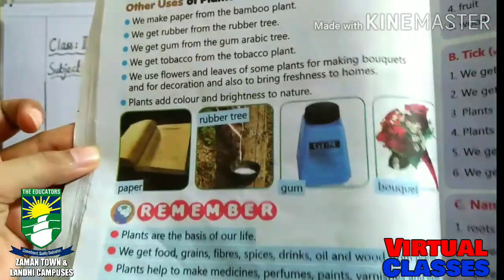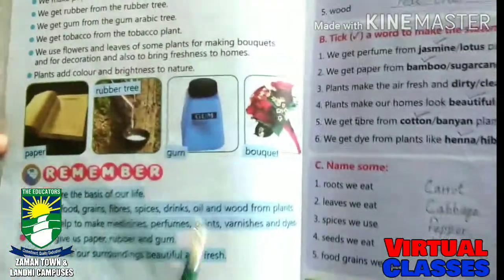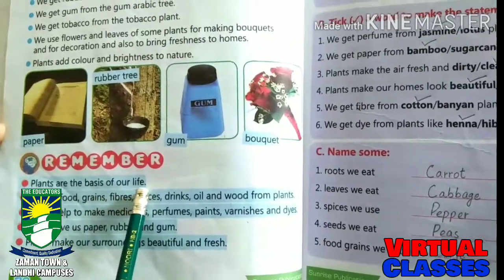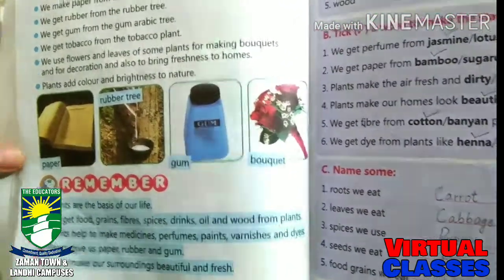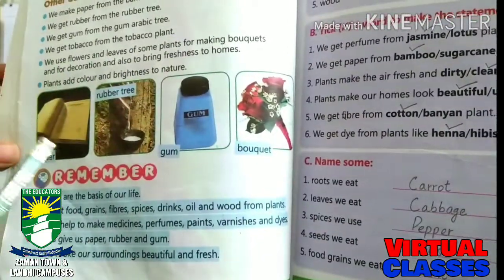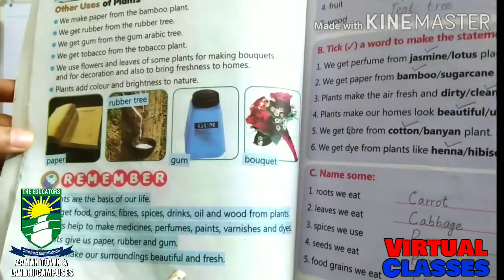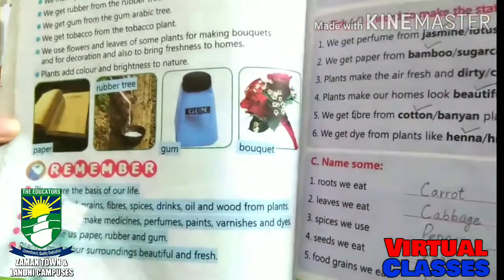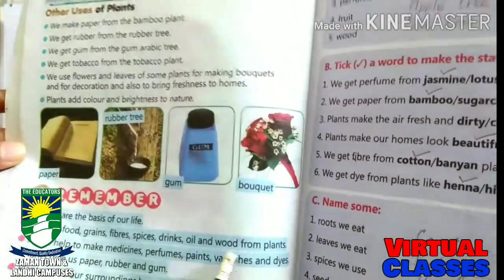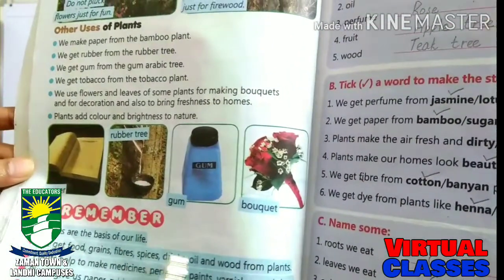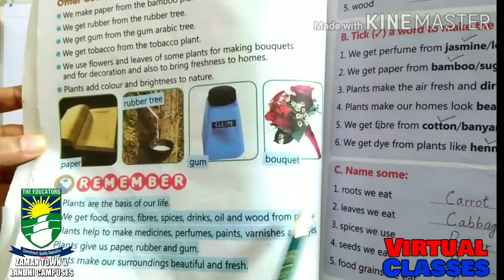Now, these are some of the points that we should remember about the chapter. Plants are the basis of our life. As we have read on these 4 pages, these are the most important uses of plants, which are uncountable. We get food, grains, fibers, spices, drinks, oil and wood from the plants, and many other things as well.